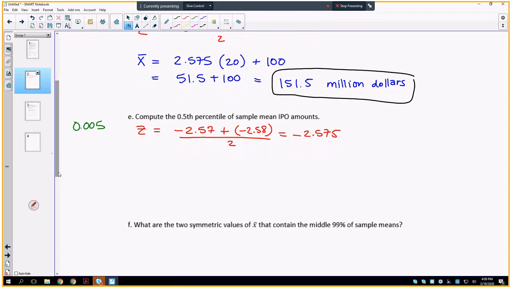And then I repeat the same process as above. So then x bar is minus 2.575 times 20, the standard deviation of the sampling distribution, plus the mean of the sampling distribution, 100. So I get minus 51.5 plus 100, and that is 48.5. And again, I'm going to say $1 million.